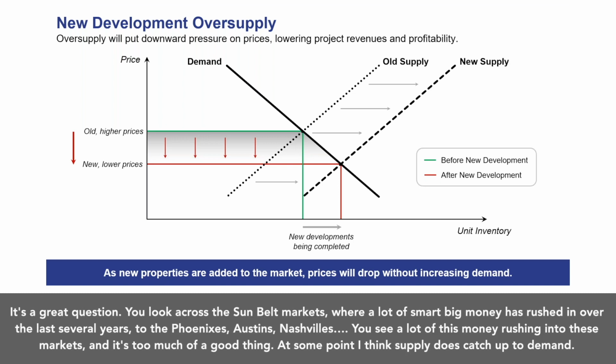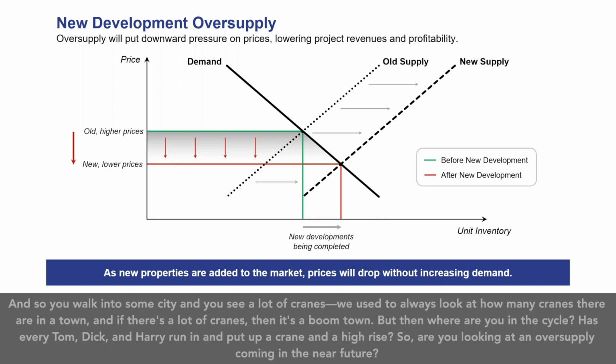It's a great question. You look across the Sun Belt markets where a lot of smart big money has rushed in over the last several years to the Phoenixes, Austins, Nashvilles, Tampa. You see a lot of this money rushing into these markets, and it's too much of a good thing at some point. At some point, I think supply does catch up to demand. And so you walk into some city and you see a lot of cranes. We used to always look at how many cranes there are in a town, and if there's a lot of cranes, then it's a boom town.